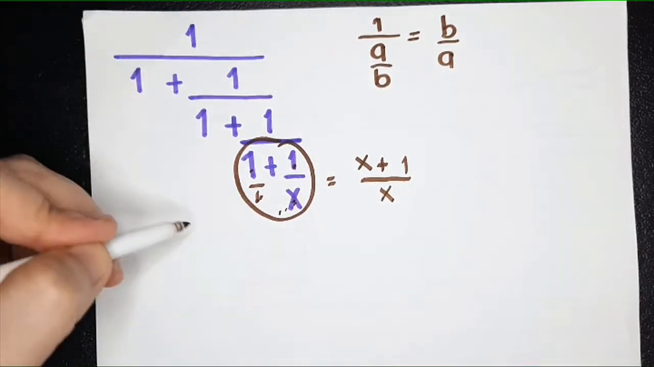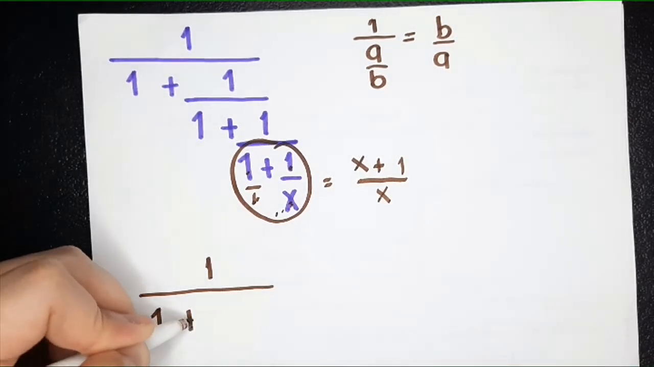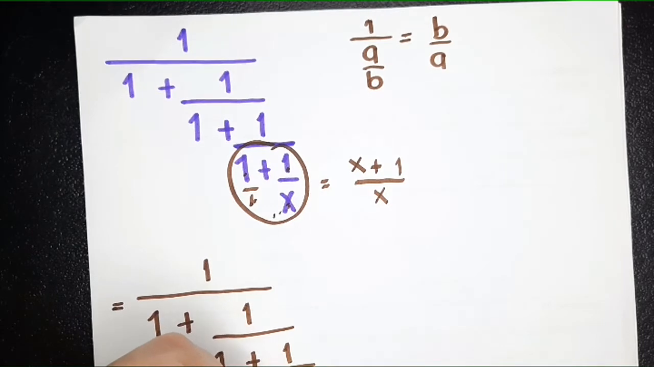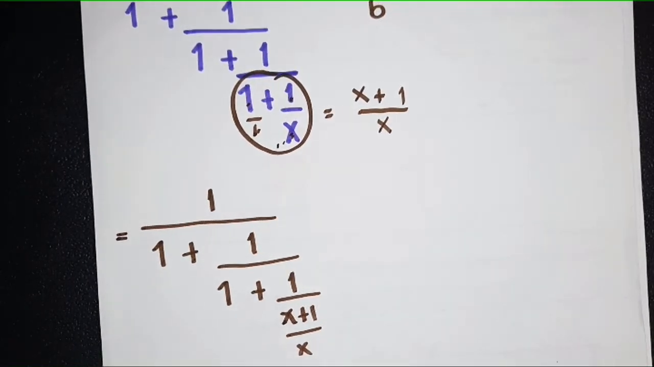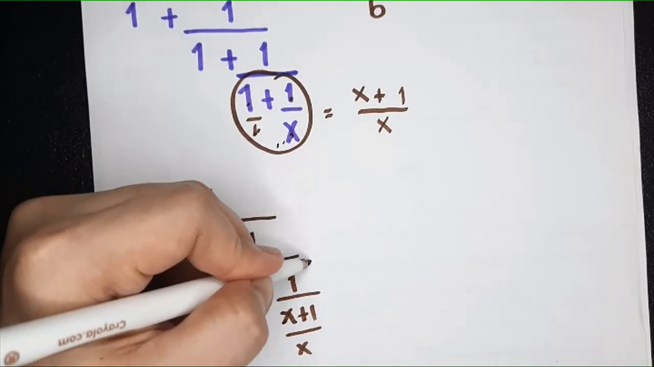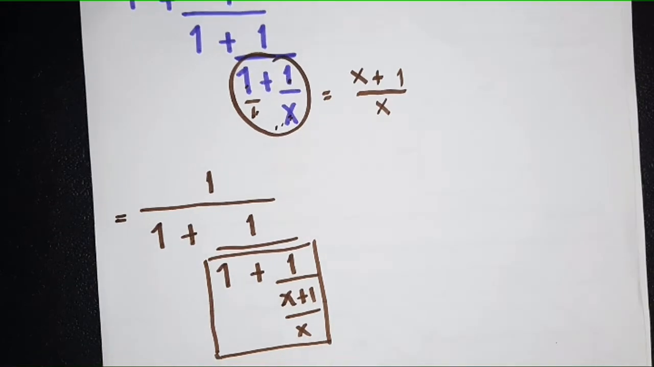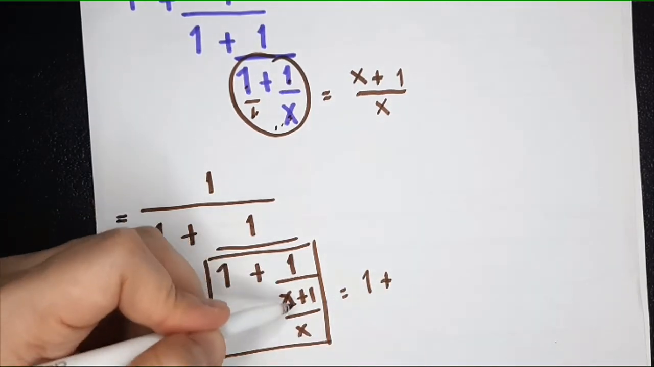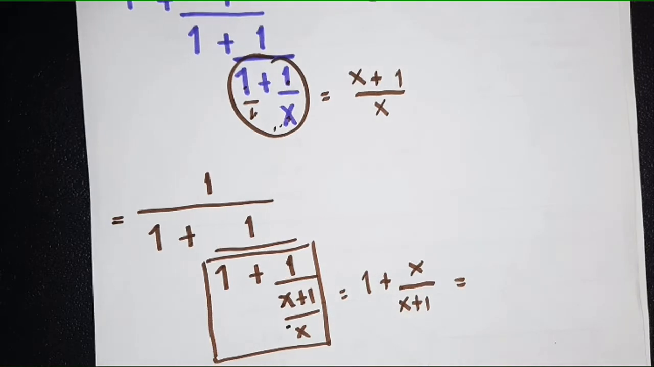Okay, so this complex fraction can be written in this way. 1 over 1 plus 1 over 1 plus 1 over, okay, I'm going to write x plus 1 over x. Right? Okay? So, let's try to simplify this expression. Okay? So, anong gagawin ko? This one is equal to, so I'm going to have 1 plus, what is 1 over a fraction? You just take the reciprocal, so it becomes x over x plus 1.